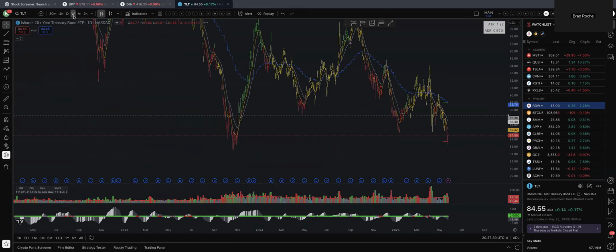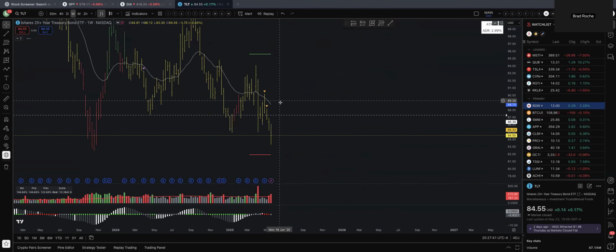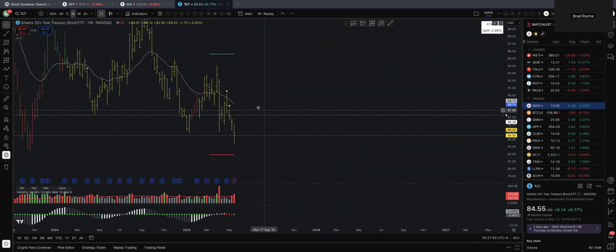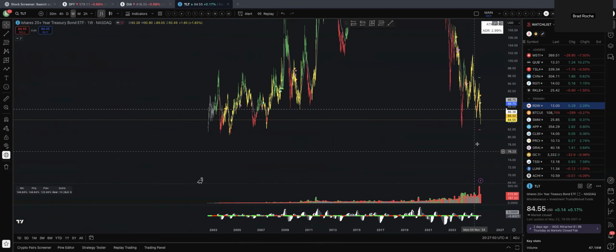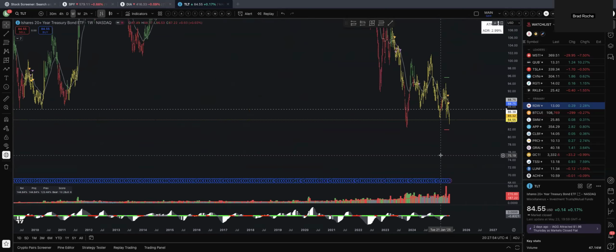So with this, I'd be looking to play, which you can see here, we already had some weekly sell signals here. And I'd look to place puts in this name and probably look for whether we can make it pretty close to new all-time lows.